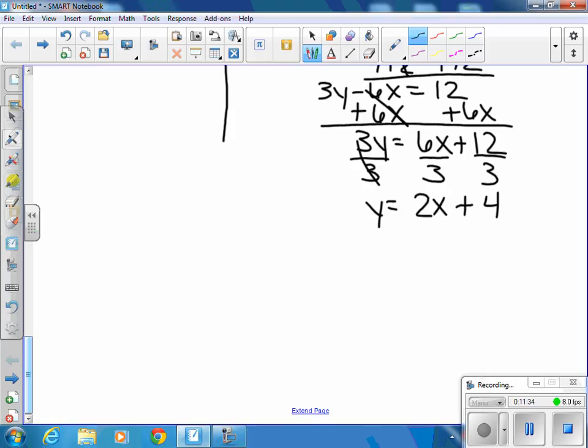And the y is by itself, so I know I'm in good shape. I just need to list my m and my b. All right, my m is the coefficient of x, which would be the 2. My b is the number by itself, or the y-intercept, which would be positive 4.